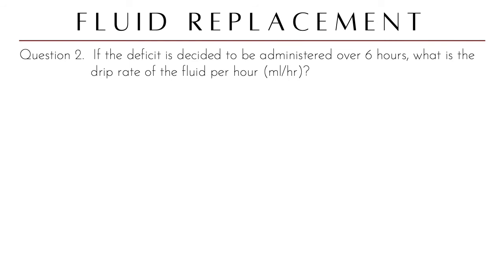Now, if you chose to replace the fluid deficit over 6 hours, what is the drip rate? I'm just looking for an ml per hour here. Okay, now you have your replacement volume of 1080 ml per day, right? That is computed per day. Now you want to give this over 6 hours. So how fast should your fluid be administered to your patient per hour?